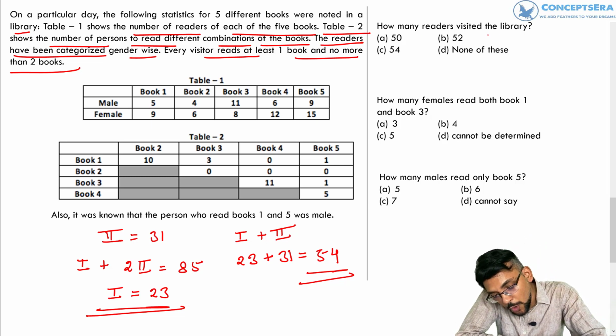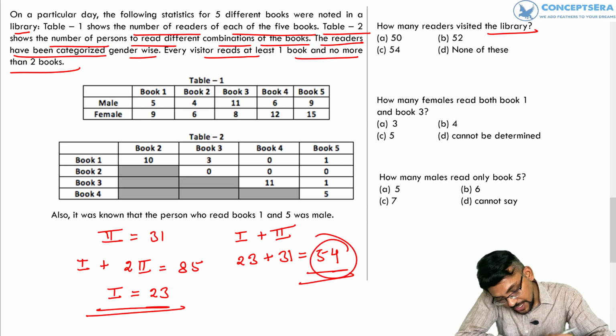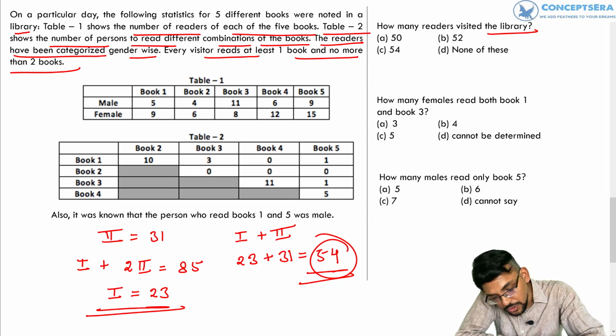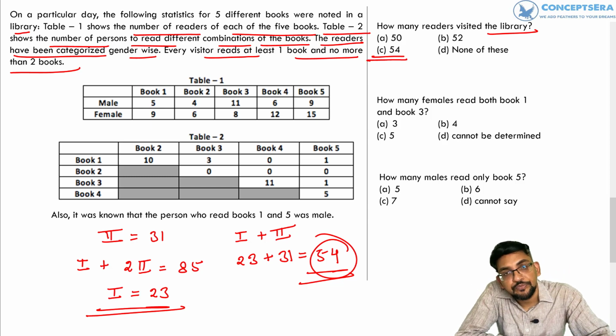First question is how many readers visited the library? So we know exactly 1 is 23 and exactly 2 is 31, which is equal to 54. So the correct answer has to be 54.